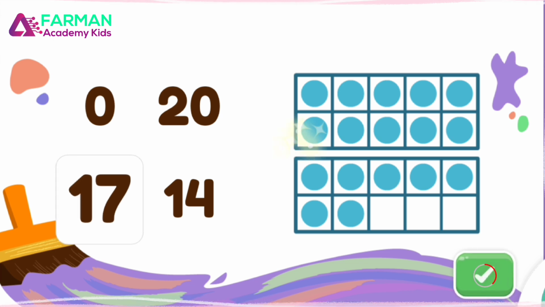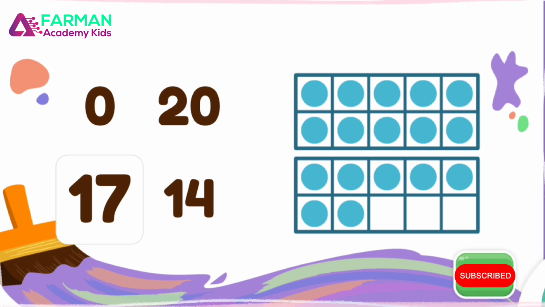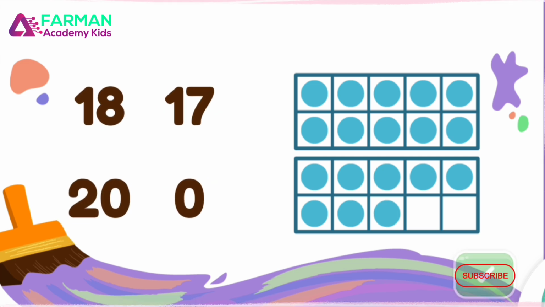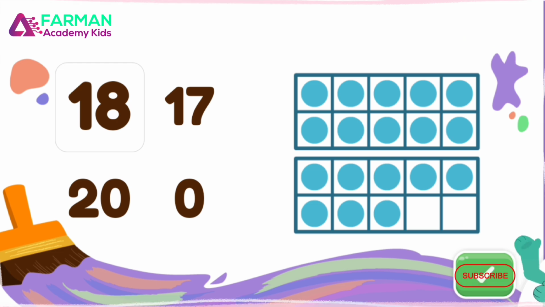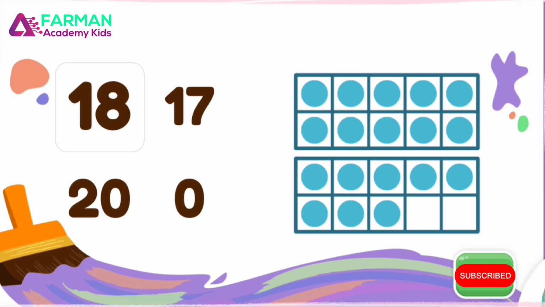Tap the number. There are 17. One 10 frame is filled, which makes 10. There are 7 in the other frame. How many dots are in the 10 frames? Tap the number. There are 18. One 10 frame is filled, which makes 10. There are 8 in the other frame.